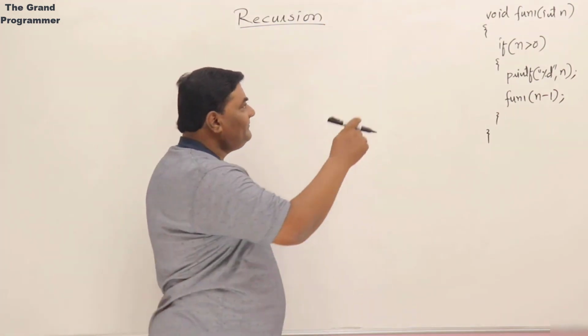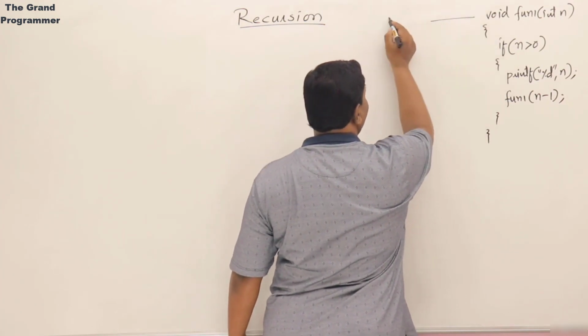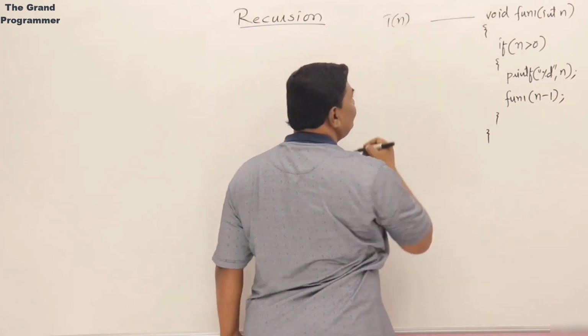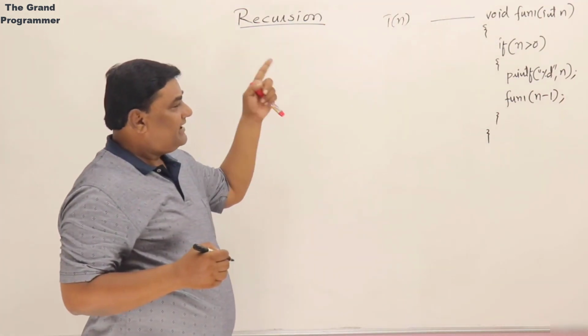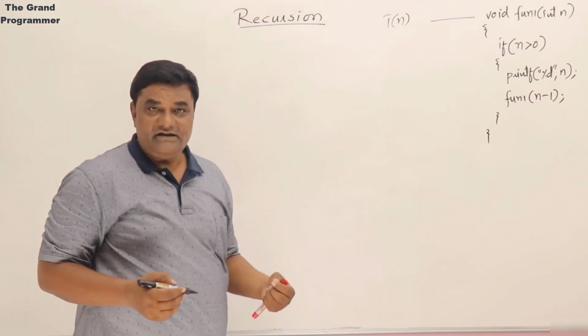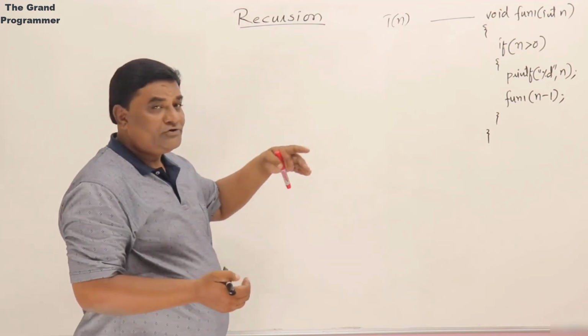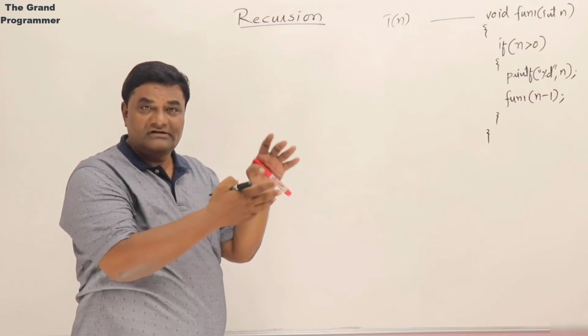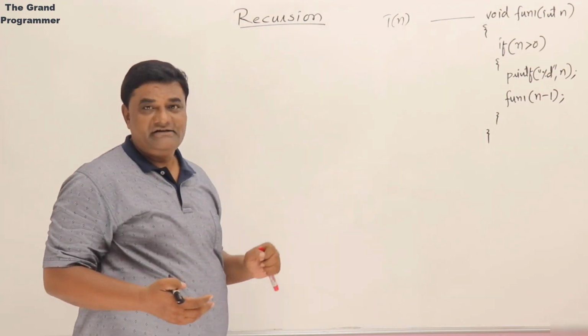Now let us find out the time complexity of this recursive function using recurrence relation. We assume that the time taken by this function is T of n. T is for time. If the time taken by that function fun1 is T(n), then that total time should be the sum of all the times taken by the statements inside.